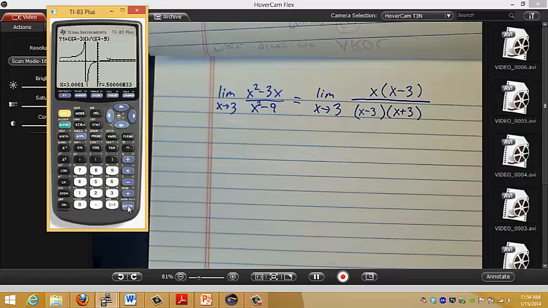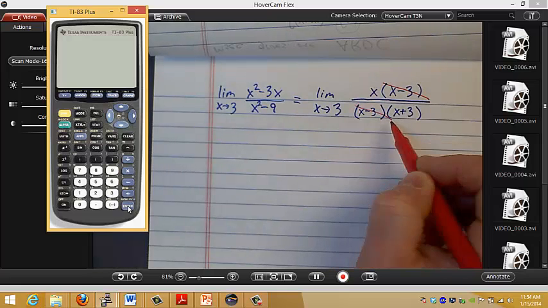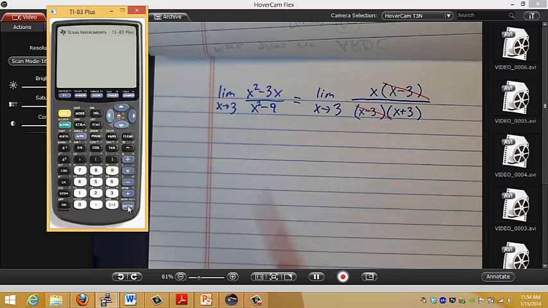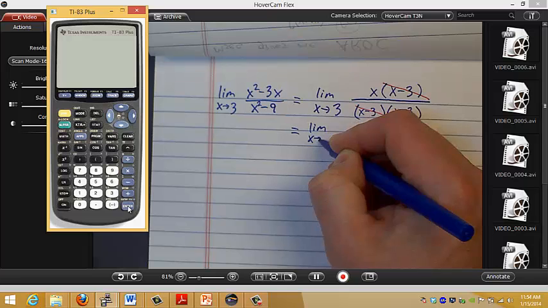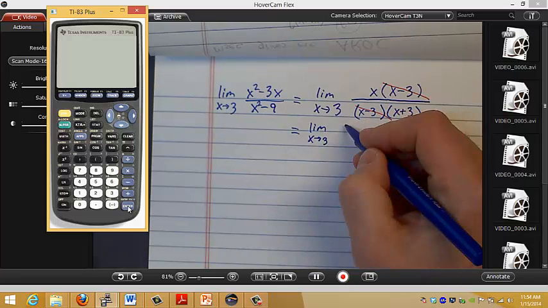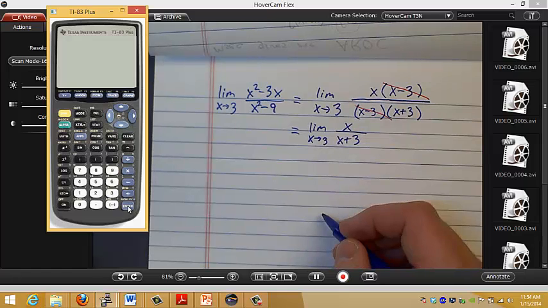Now, this is a nice little trick. It's not cross multiplying, but it is crossing out, or canceling. When everything is factored, you can cancel. And so what we're going to cancel here are the common factors, x minus 3, x minus 3. So I'm going to say that this limit is equal to the limit as x approaches 3 of x over x plus 3. And so what do I get?